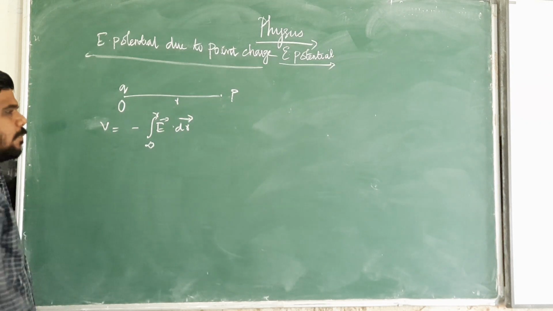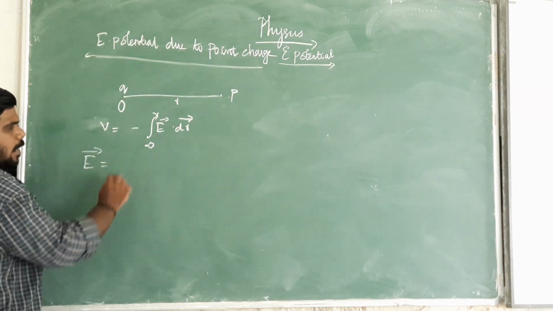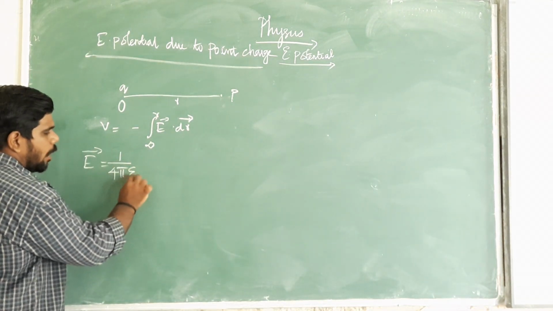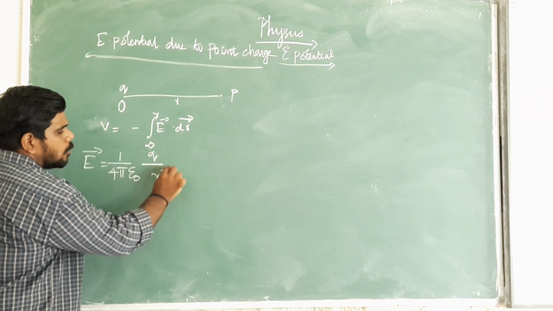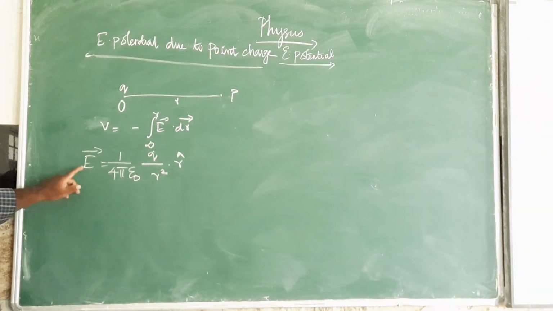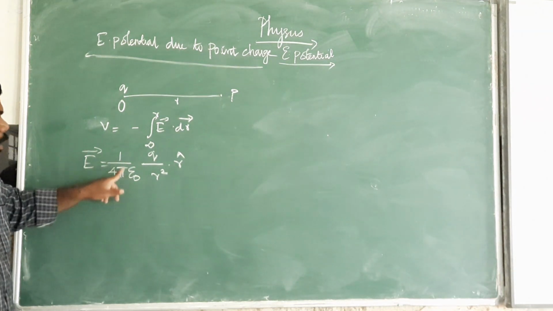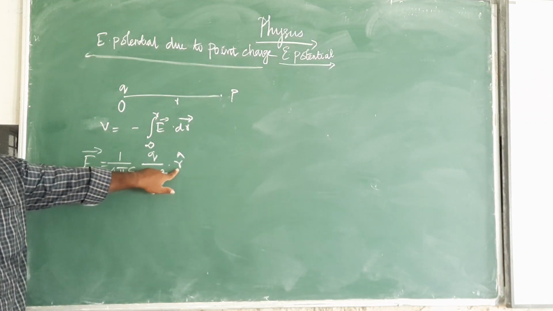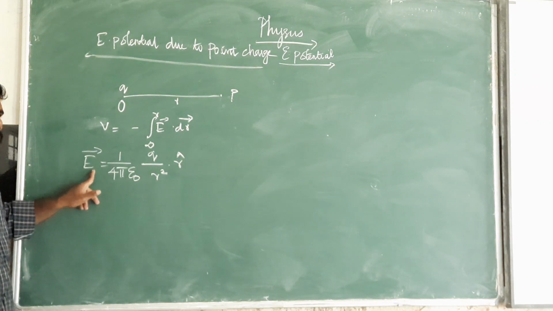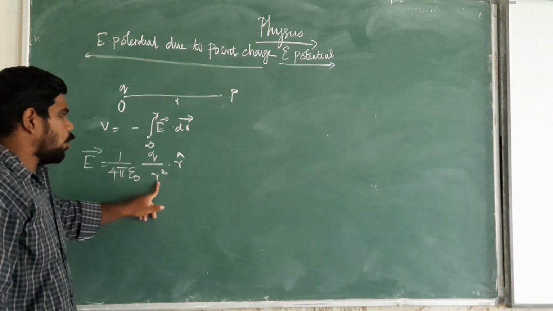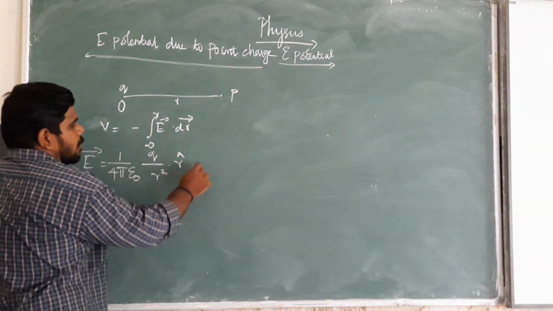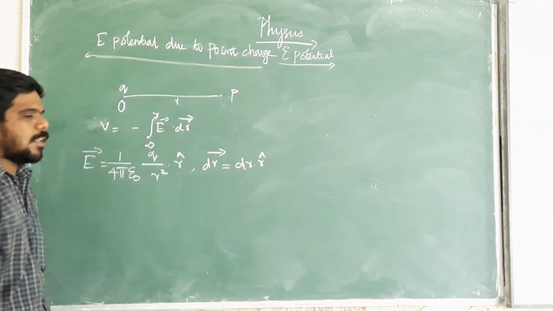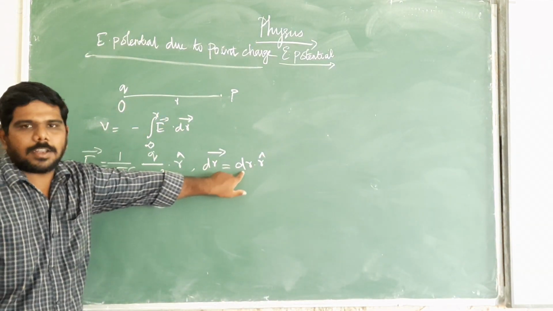Already we know the formula for electric field. The E vector is equal to 1 by 4 pi epsilon 0 into q by r square into r cap. And the expression for dr vector is equal to dr into r cap.